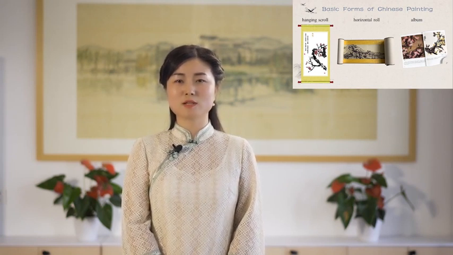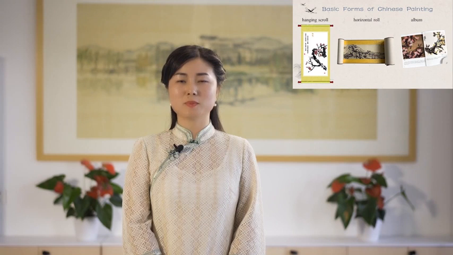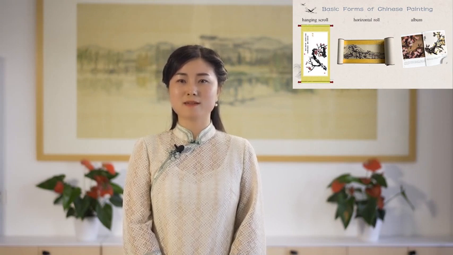In addition to scroll painting, another common form of Chinese painting is the album, which is like a book. People can open it and watch it page by page.